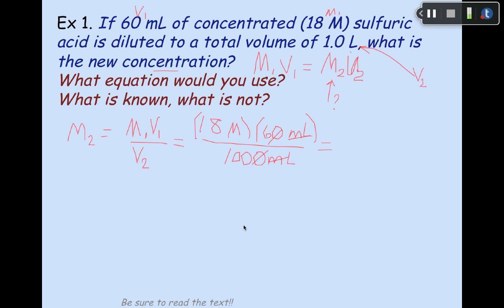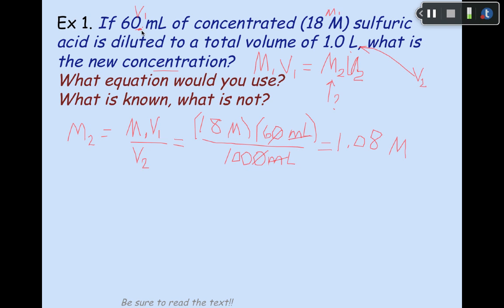The number I arrive at in my calculator without any extra confusion, hopefully, is 1.08 with a lot of zeros after it. Now we should recognize that the unit on the answer should be M, molarity. That's the new concentration of this diluted solution. And for the number of digits in this question, it could be a 1 sig fig answer.